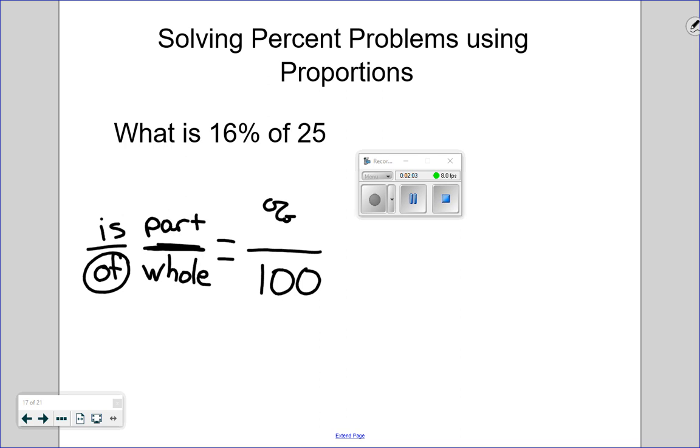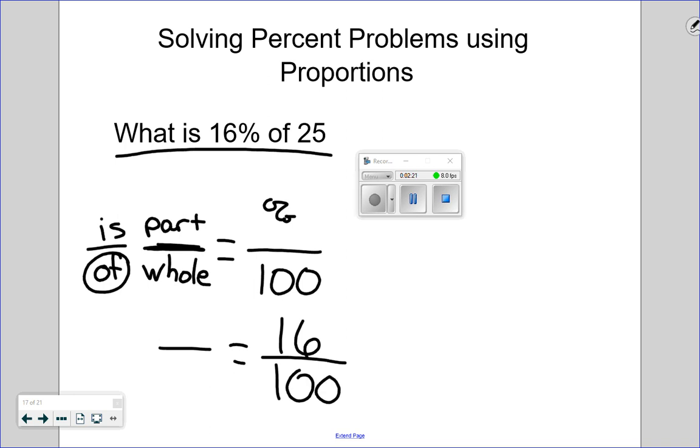So let's use this to do this first problem. What is 16% of 25? Well, 16% is our percent, so we're going to set up our proportion starting by putting the 16 over 100. Next step is determine which one goes on the top or the bottom for my part over whole part. Since the word of is followed by 25, that's my whole. That's how you recognize which one goes on the bottom. So whatever's after the word of goes on the bottom.